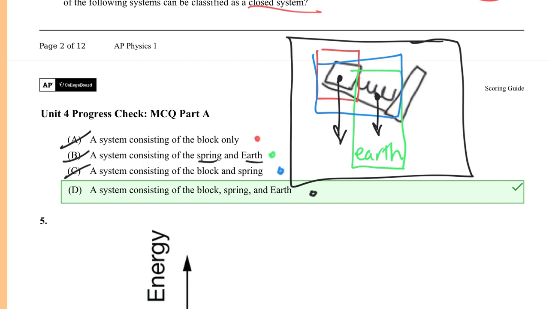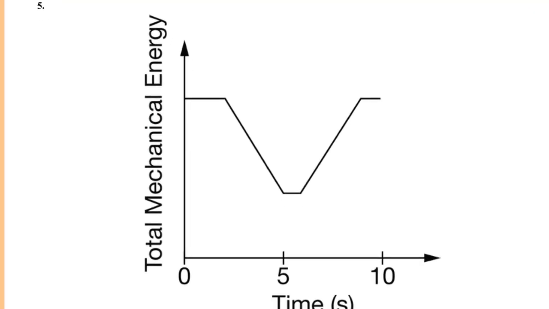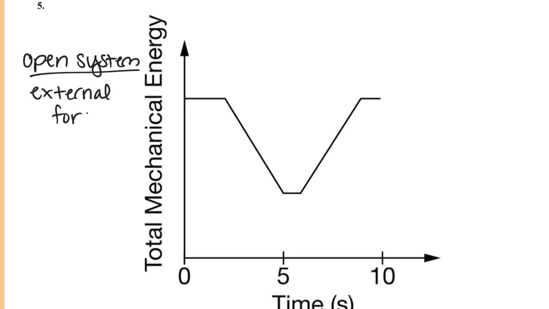Let's move on to the next question. So number 5, we got a graph, a nice little graph here. We got total mechanical energy. I know that because there is a change in total mechanical energy, that automatically tells me that there's going to be an open system involved. So open system would mean that there are external forces, and or mechanical energy gets turned into non-mechanical energy.